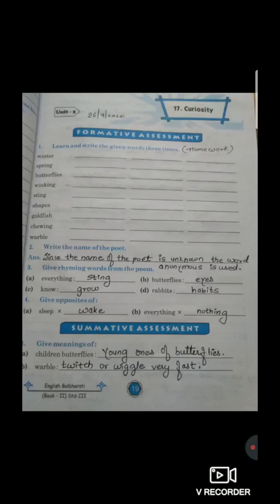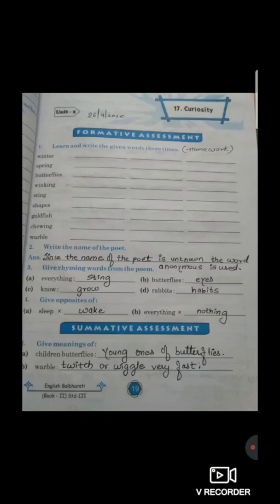Again I am repeating question number 2. Write the name of the poet. The answer is, since the name of the poet is unknown, the word anonymous is used. Students, always remember, where in the poem the poet's name is not written, we have to write the poet's name as anonymous. Understood, students? Now move to question number 3.